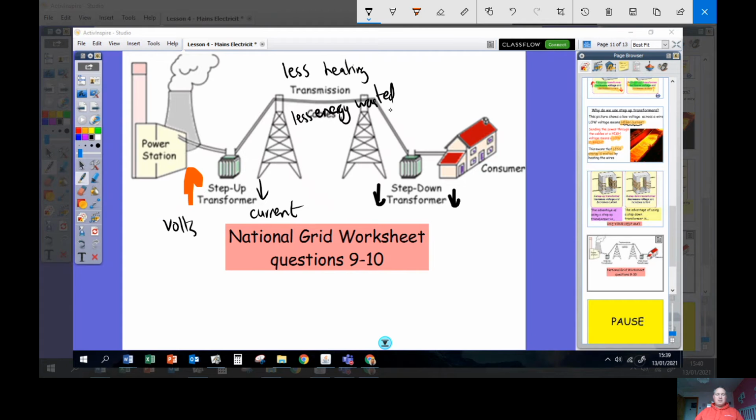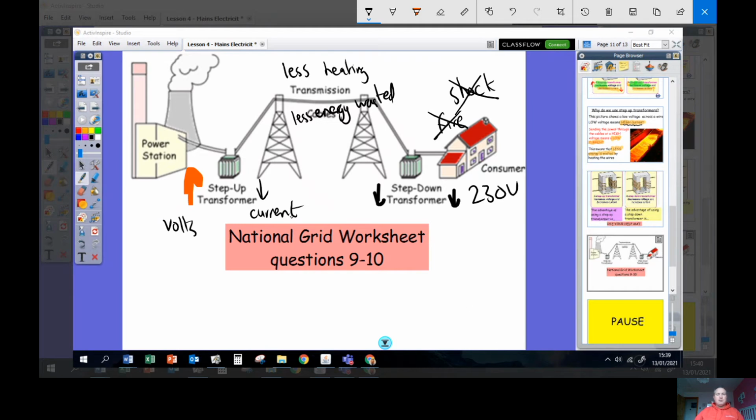So that's why I use my step-up transformer. I use my step-down transformer to decrease that voltage back to my 230. That means it's much less dangerous and you're not going to get hurt by an electric shock, and it means it's less likely to start a fire.